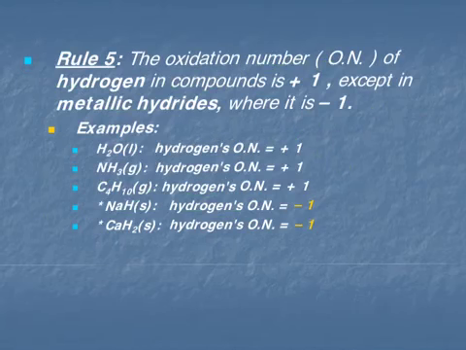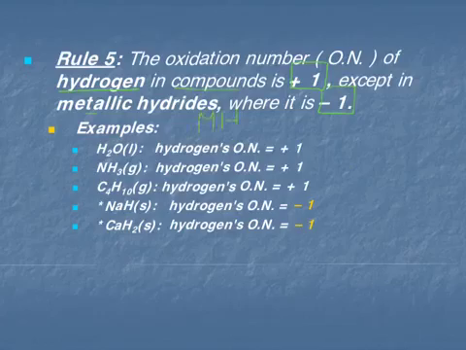Our fifth rule is similar to our fourth rule and our third rule. It states that the oxidation number of hydrogen in any compound is going to be positive 1, except in the case of metallic hydrides, where it's going to be negative 1. Metallic hydrides are cases where hydrogen is bonded to any metals. And metals, as you recall from grade 9 and grade 10, are elements listed on the left-hand side of the periodic table.